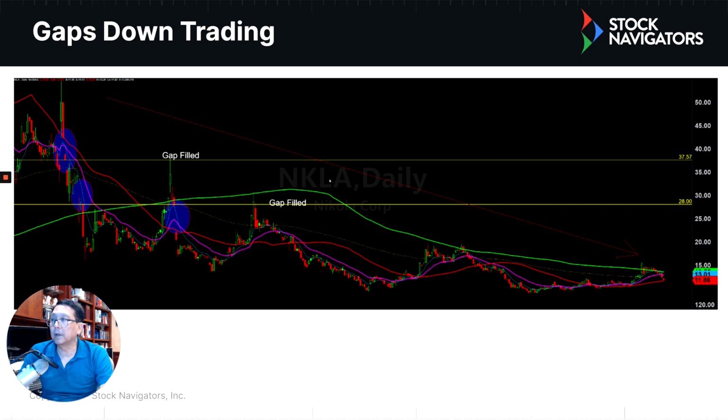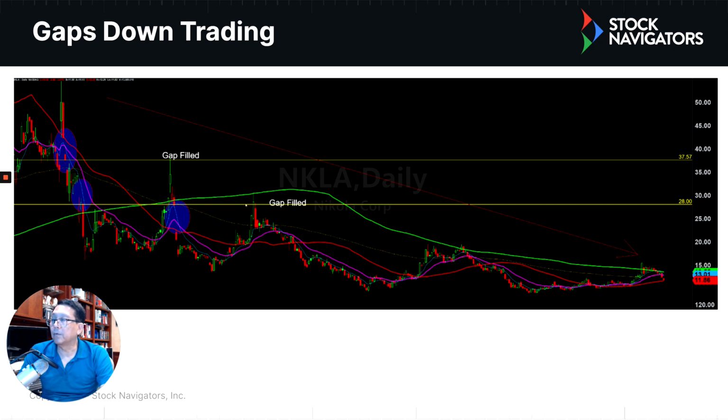Another one is, for example, Nikola, NKLA. You can see here, after they ran up, they shot up to the all-time high, and then they fell, gapped down, and continued to gap down, and finally they tried to come back, but all they could do was fill the gap, and they could not go higher. Then they gapped down, and came back, tried to fill the gap, and could not go higher, and the momentum is still shifted to the downside. So even now, there is still no sign to confirm that the trend is going to change to the upside yet.